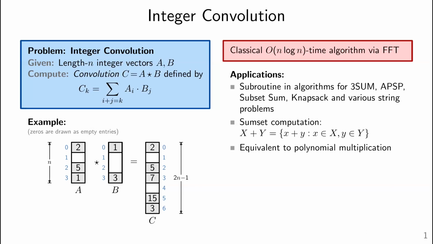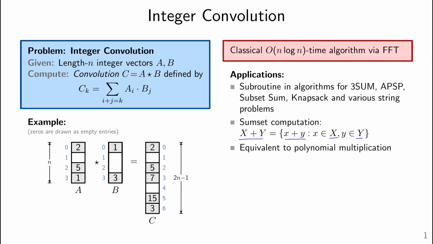You can also see that directly as a special case of this problem, we can compute sumsets, which means given two integer sets X and Y, we can compute the set of all their pairwise sums X plus Y. And another viewpoint to this problem is that it's equivalent to polynomial multiplication of integer polynomials, which is, of course, one of the most fundamental problems in computer algebra.